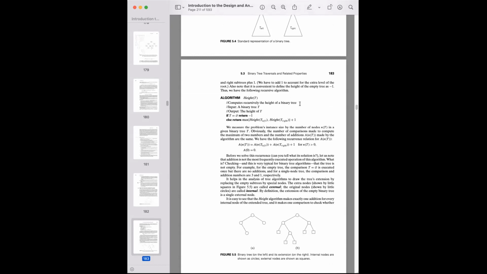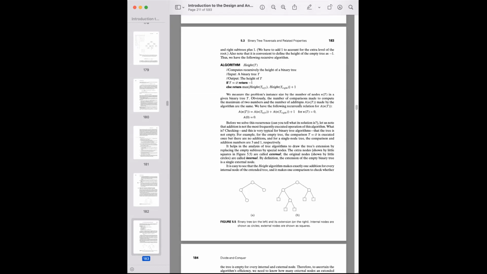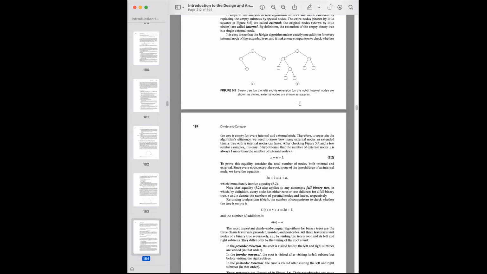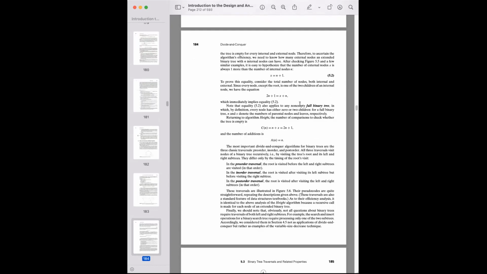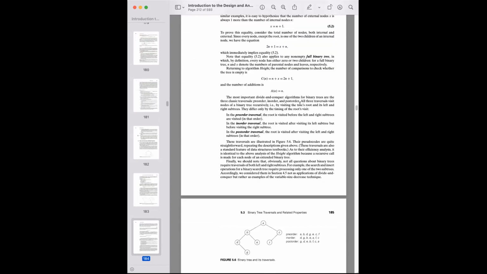And for this one, there's a height algorithm. I think it's relatively straightforward. If we get to an empty tree, then we know we've gone 1 too far in determining the height, so we do a -1 there. If not, we take the height of the left tree and the height of the right tree, and then add a 1 for the level that we're on. It talks about that a little bit, but I don't think that's going to give you too much trouble.